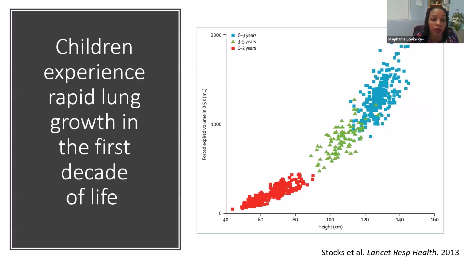And this is really important, particularly because we know that children experience rapid lung growth in the first decade of life. Lung development starts in utero and continues through adolescence and into early adulthood. And this rapid increase in somatic and lung growth during the first 10 years of life in healthy children is accompanied by a 20-fold increase in forced expiratory volume. So the factors that may be contributing to reduced lung growth in children are very, very important in early life.